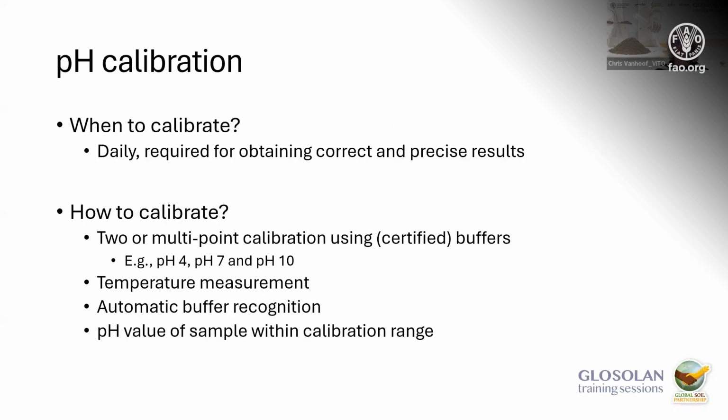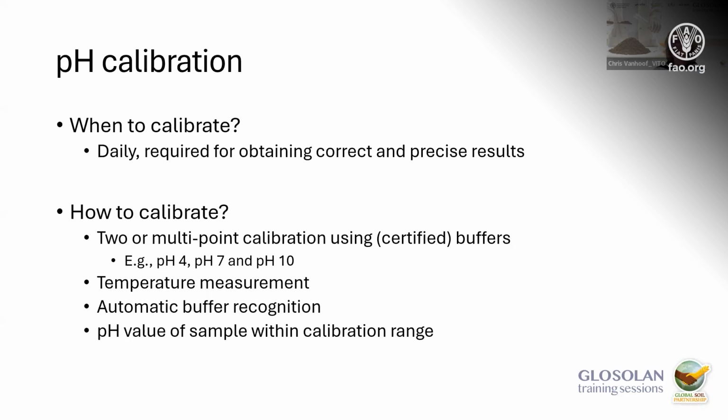We have now our pH electrode. How can we do a measurement? First of all, we have to do a calibration of the pH. When to calibrate? If you want a correct and precise result, you have to calibrate daily. A weekly calibration, for instance, is not enough. You need a daily calibration when you start up. You calibrate with 2-point or multi-point calibrations, using buffers, preferably certified buffers. I will come back to that later.